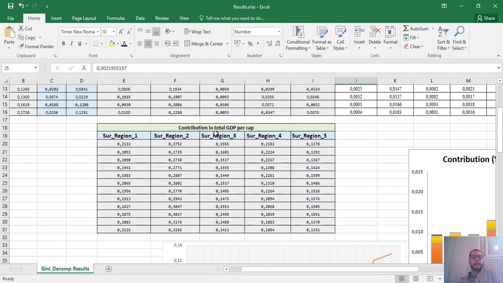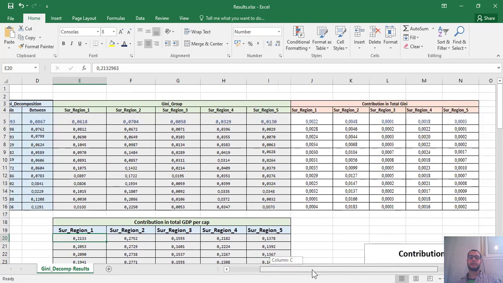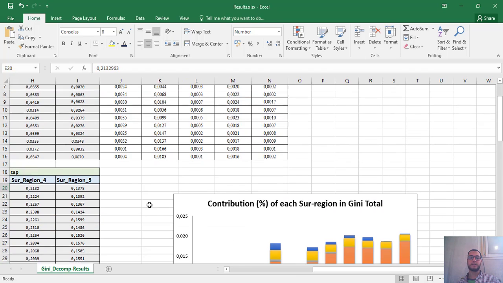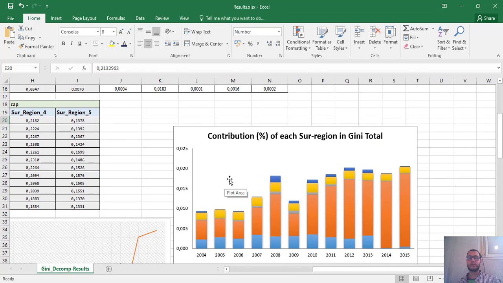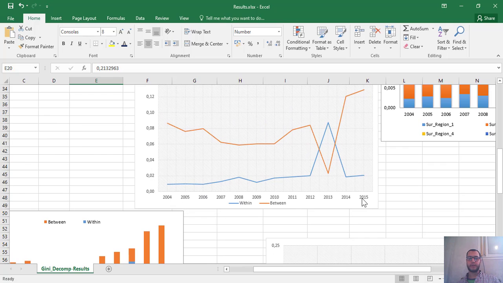This is the contribution in the total GDP per capita. For example, region 1 contributes with this percent, 21.13 in the total GDP per capita. So, as I told, if you want to do a kind of dynamic analysis, this is the dynamic analysis from 2004 to 2015.